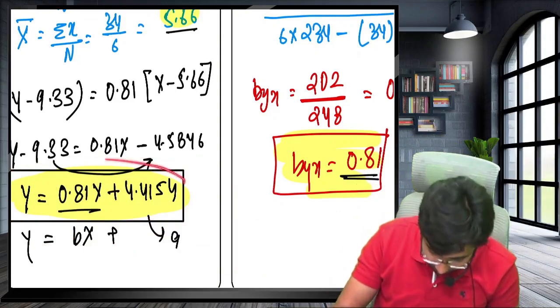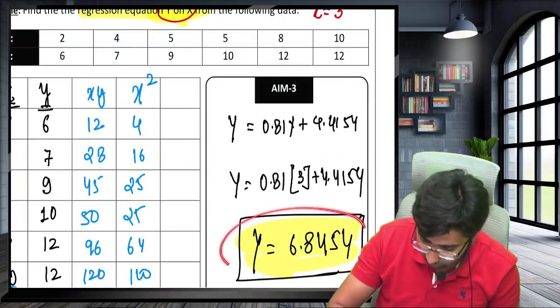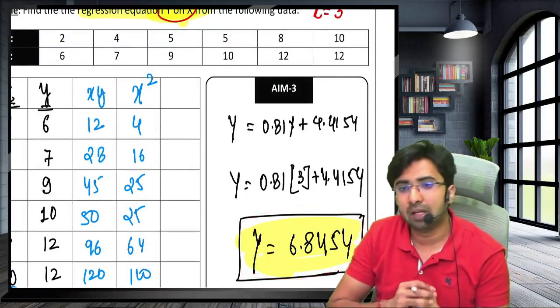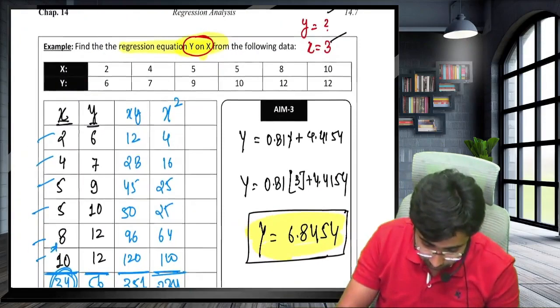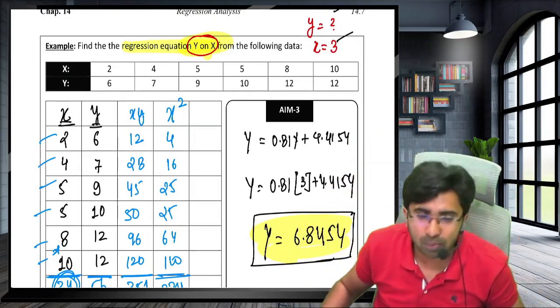Guys, now since you have the equation, I put the value of one variable and I get the value of the other variable. This is what I told you: one question and the entire flow will be clear in your mind.